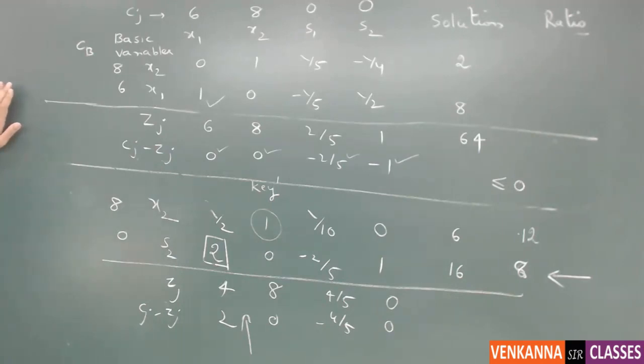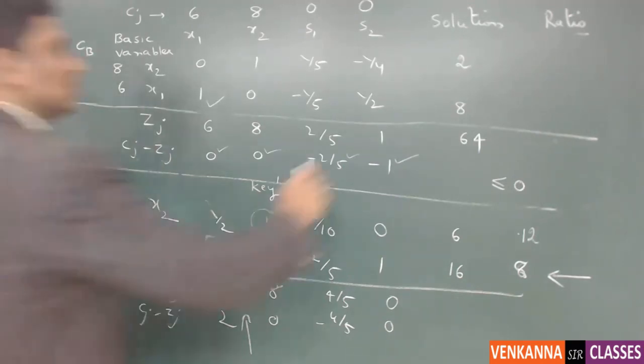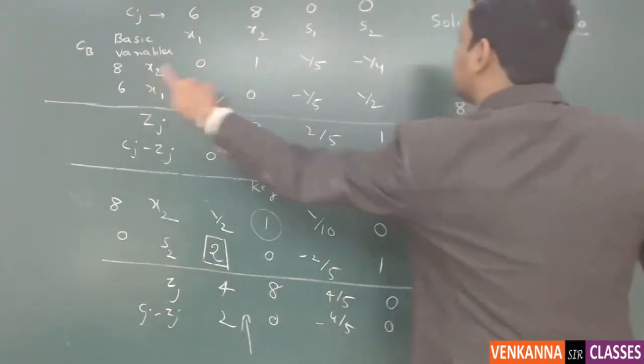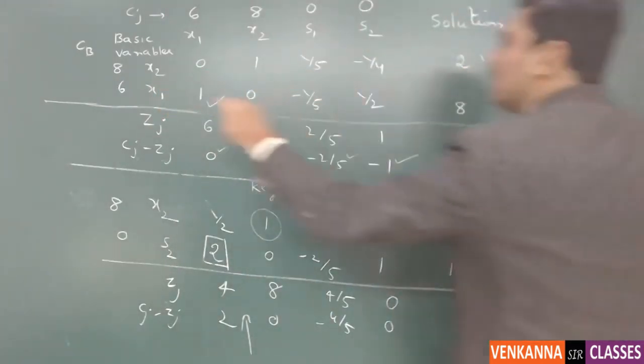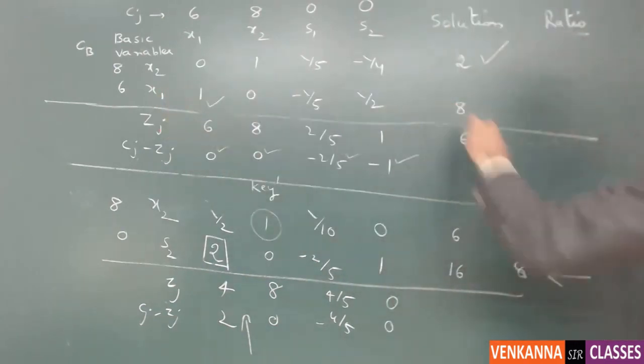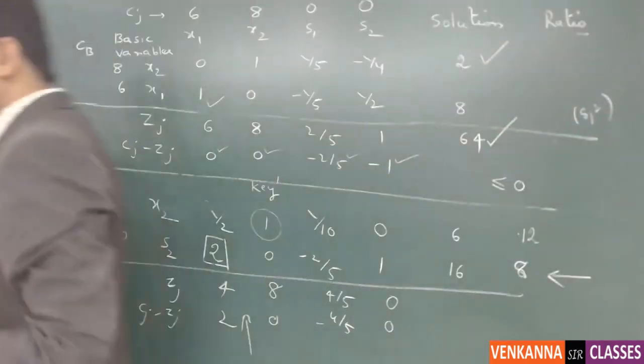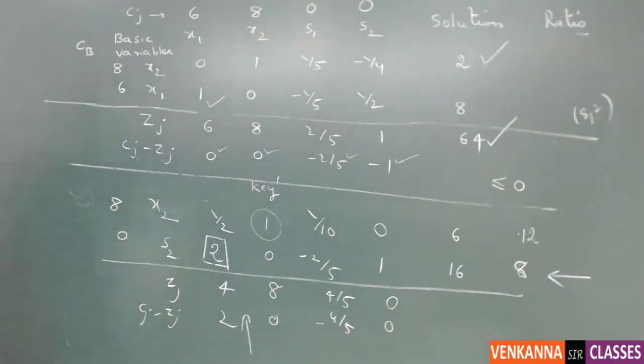Now what is the solution? From the solution column, the value of x2 is 2, the value of x1 is 8. So 8 comma 2 is the solution, and the maximum z value is 64, which you have obtained from the graphical method also earlier. You can cross check that. Accepted.